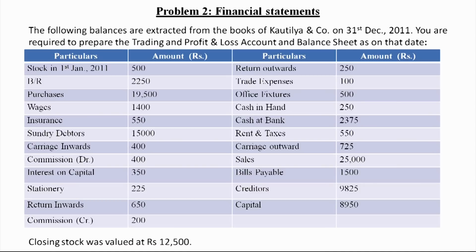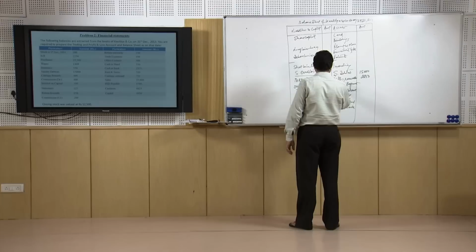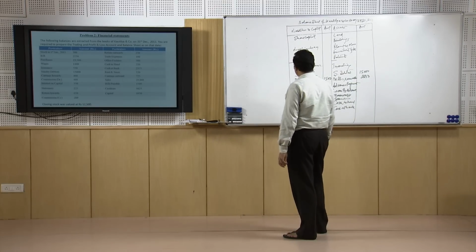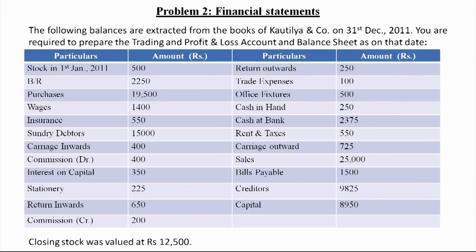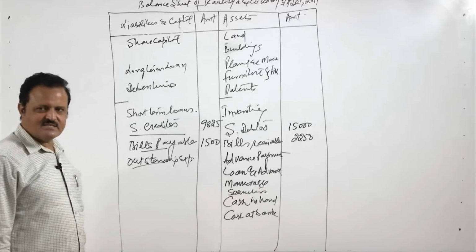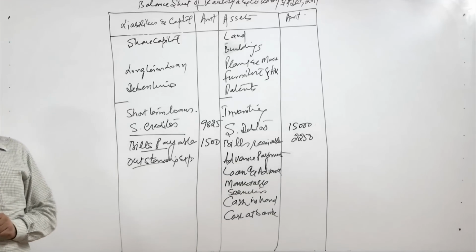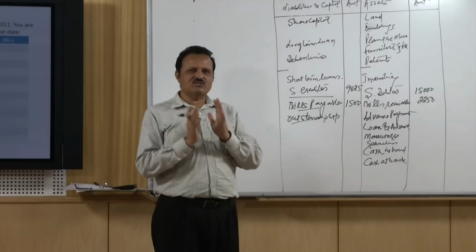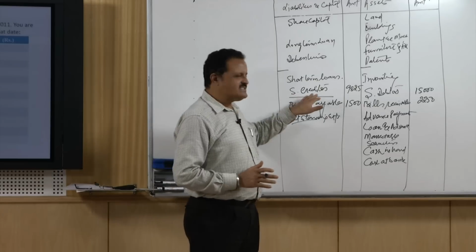Now we have one more item, bills payable, here we have to write this 1500. Then we have the sundry creditors, 9825. Why do we call them sundry creditors? It means we have small suppliers. When all the suppliers' dues are put together, they are called sundry creditors.